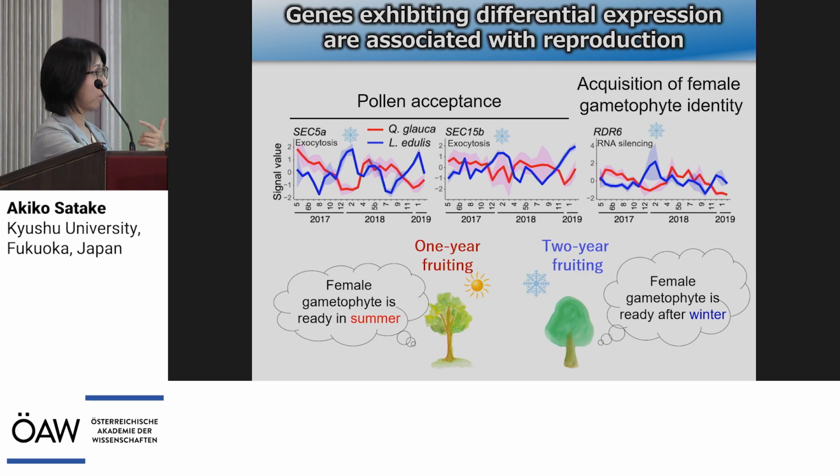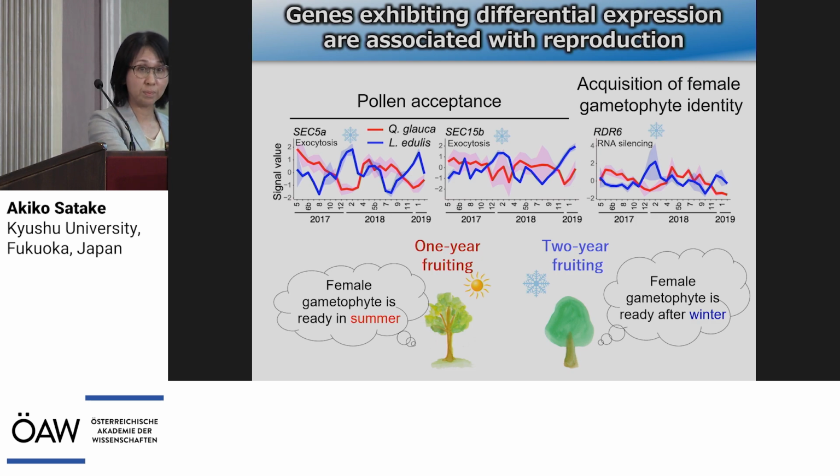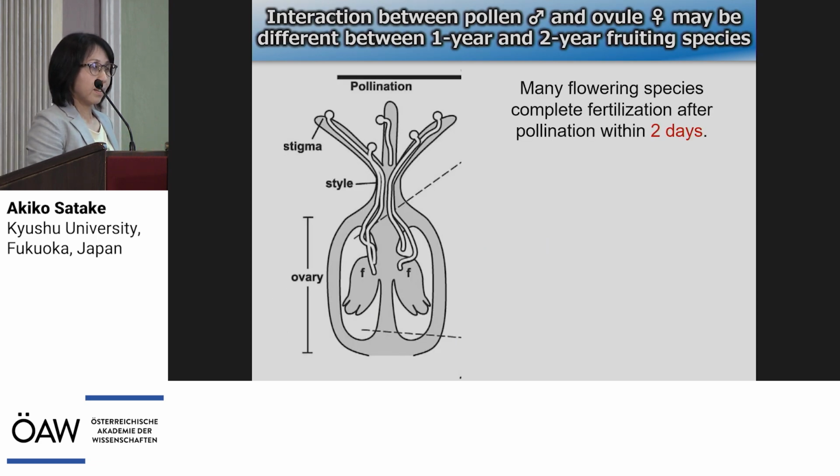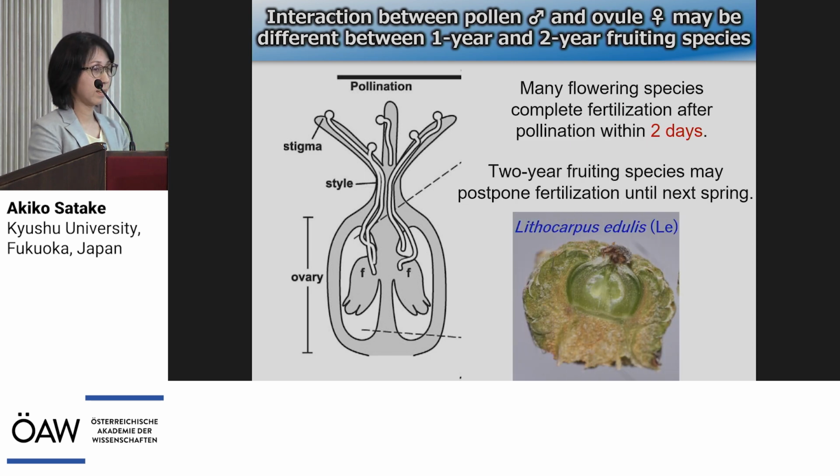So the timing of the ovule development would be different between these two species. So for me, this result is very interesting because it suggests something interesting about the relationship between pollen and ovule. And in angiosperms, so many species complete fertilization after pollination within 2 days, very quickly. But our data suggest that the 2-year fruiting species may postpone fertilization until next spring.